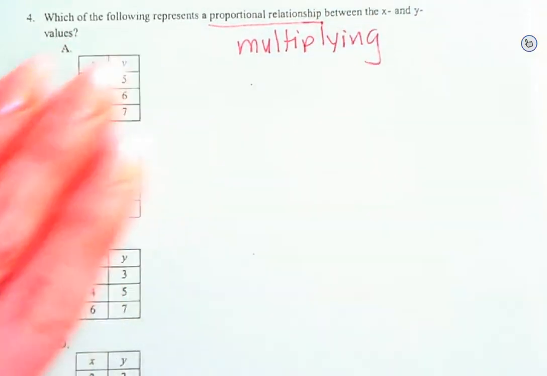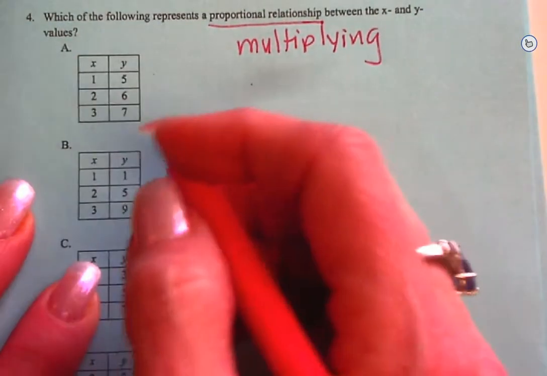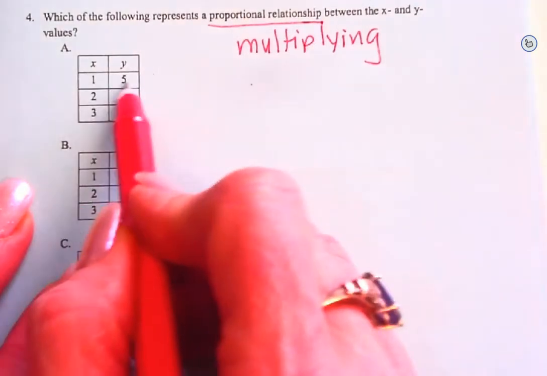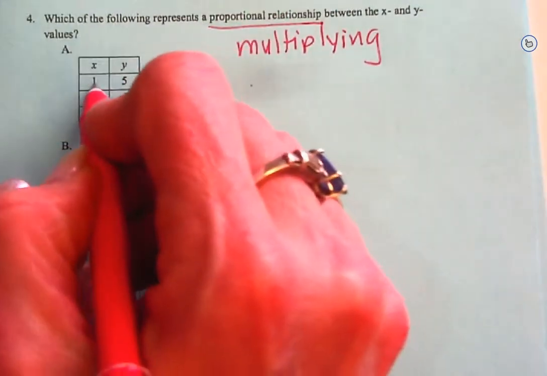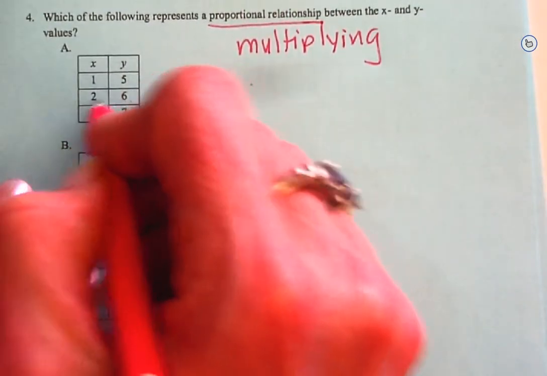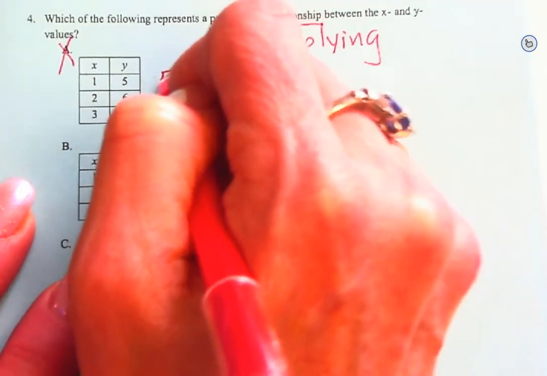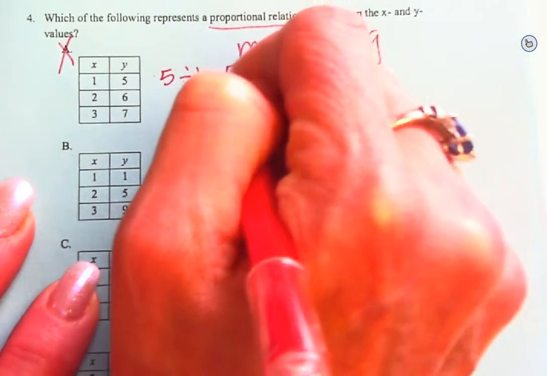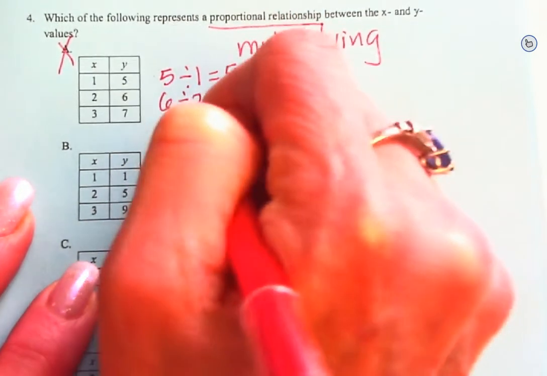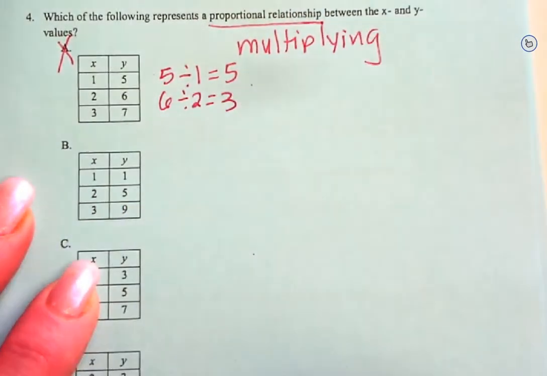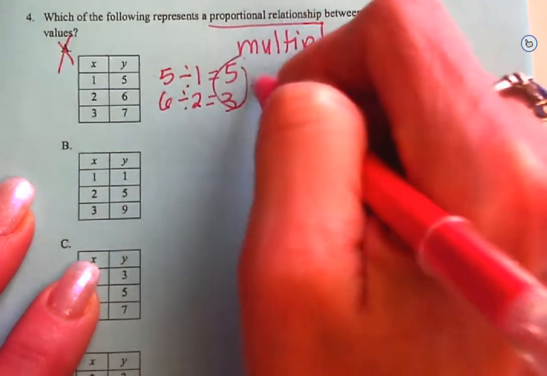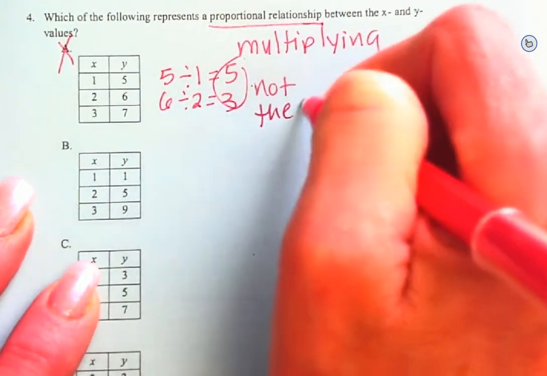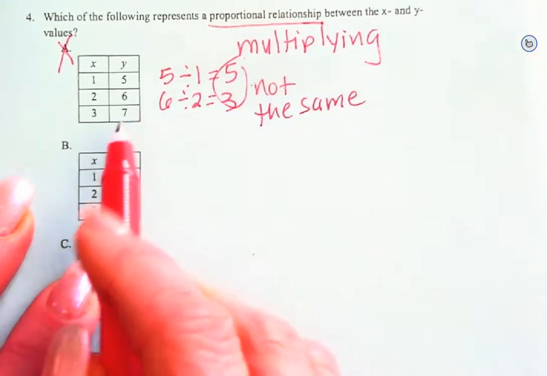Proportional means we're multiplying. So I'm looking for a multiplicative relationship. Okay, if I look at these numbers here, 1 times 5, 2 times 3. No, this isn't going to work. Okay, if I even tried it by dividing 5 by 1, I get 5. 6 divided by 2, I get 3. I can see that these numbers are not the same. So if they're not the same, this is not proportional.